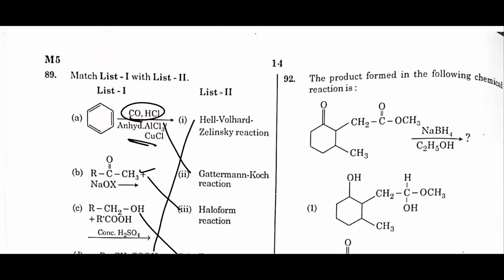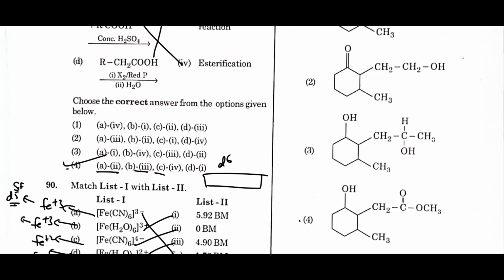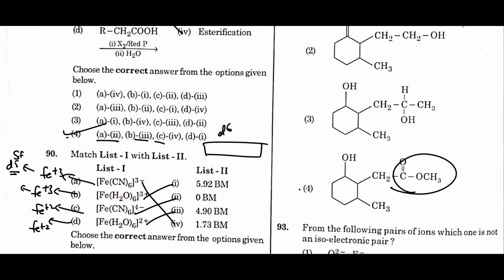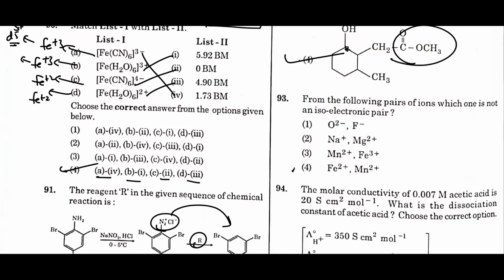And coming to question number 92, the product formed in the chemical reaction: whenever you are using sodium borohydride in alcohol, its function is just to break a bond. Ester it can't reduce. Only lithium aluminum hydride can reduce ester, not sodium borohydride, whereas the keto group can be reduced by this. So only the double bond to O can be affected, whereas esters remain as they are. Only the double bond will undergo reduction. 1 H here, 1 H here will be attacked, and your product is the fourth option.